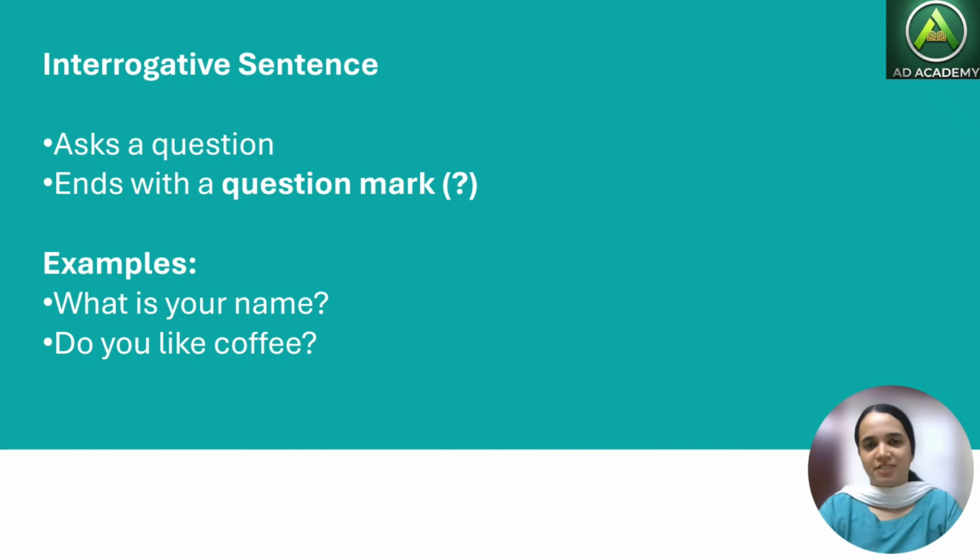Next is the interrogative sentence. Interrogative, the word itself helps you to understand what type of sentence it is. Interrogative, interrogation, which means question. So it asks a question. It usually ends with a question mark. Example, what's your name? It's a question. Do you like coffee? That's also a question, always ending in a question mark. So I hope it will be easy for you to analyze an interrogative sentence, something that asks a question.